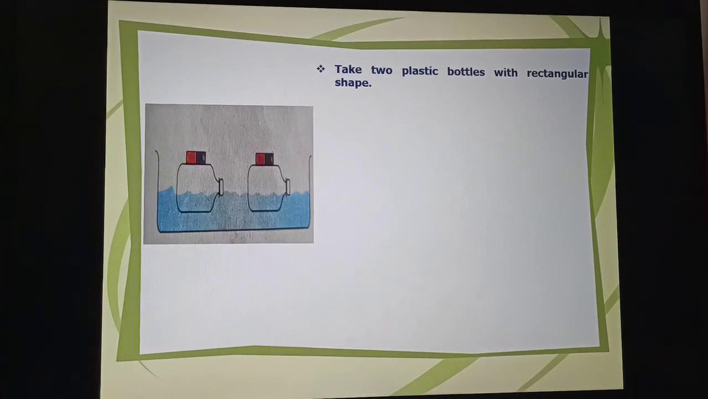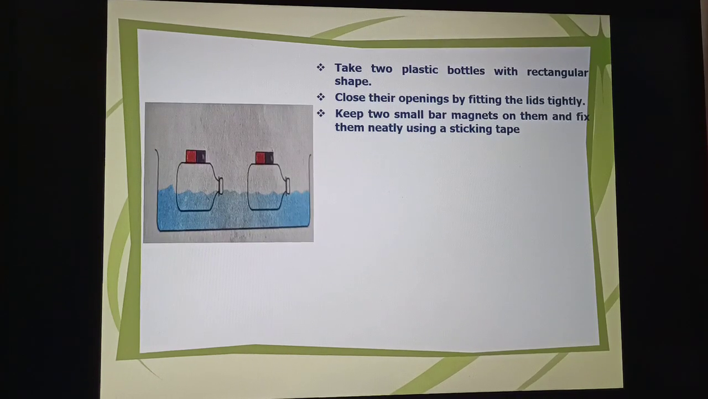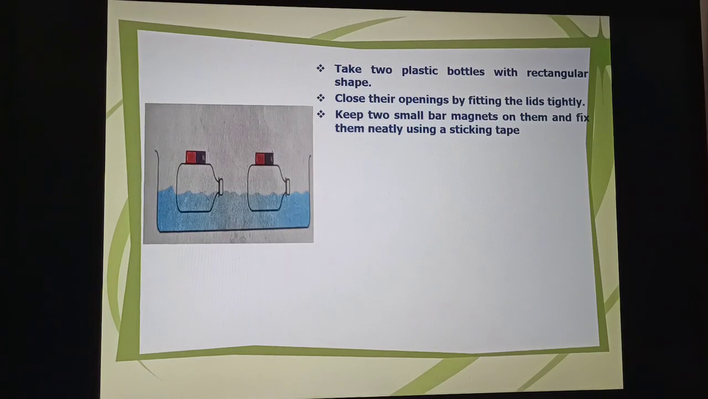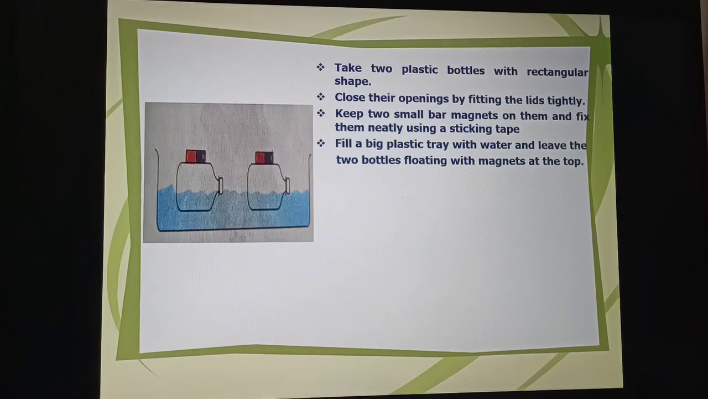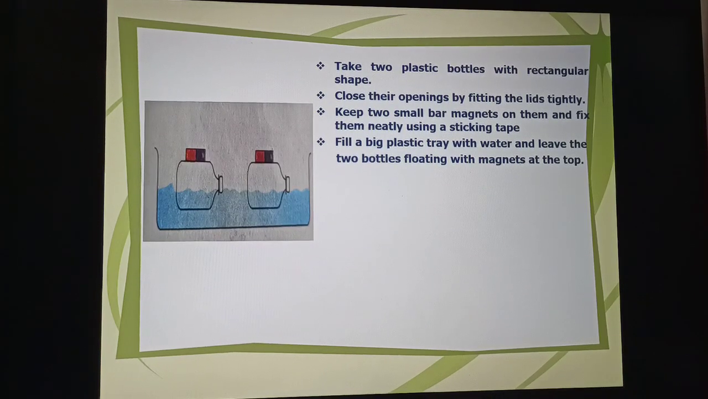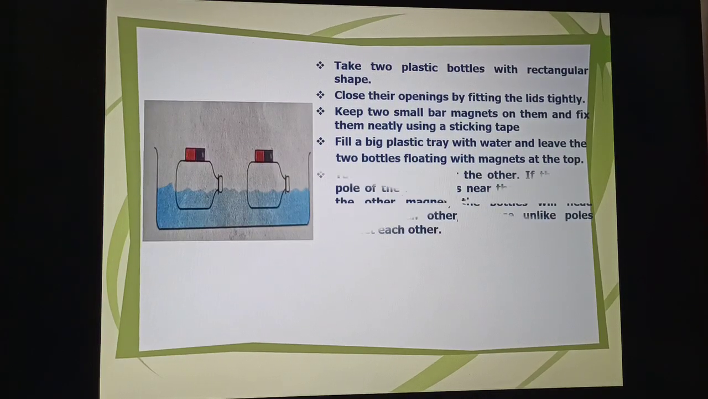Take two plastic bottles with rectangular shape. Close the openings by fitting the lids tightly. Keep two small bar magnets on them and fix them neatly using sticking tape. Fill a big plastic tray with water and leave the two bottles floating with magnets at the top.